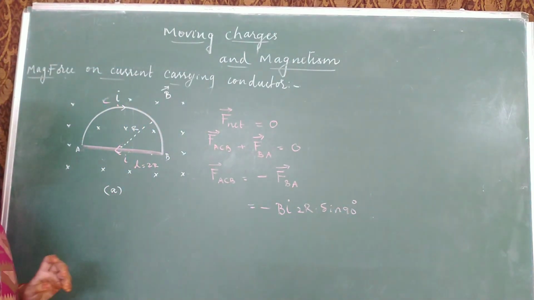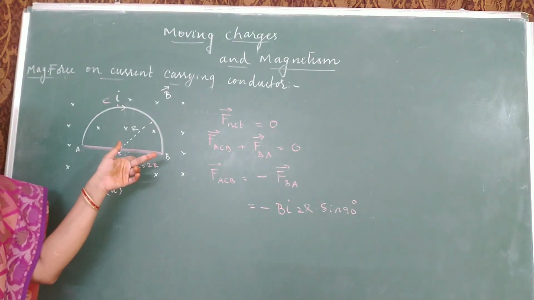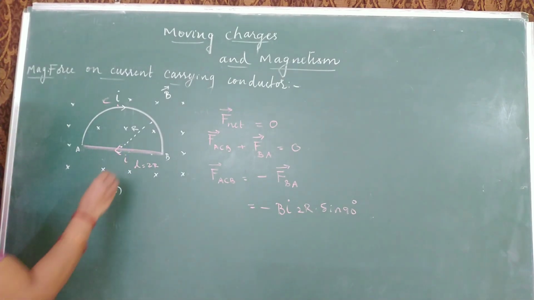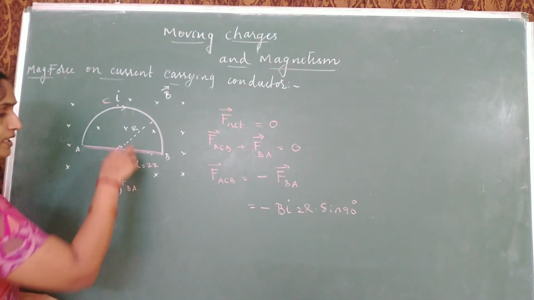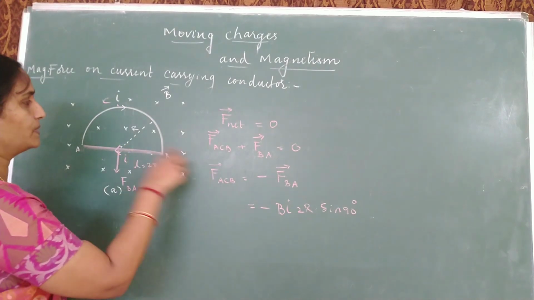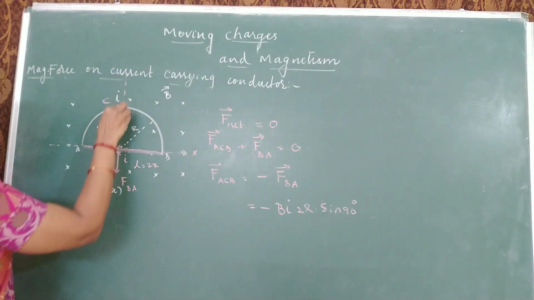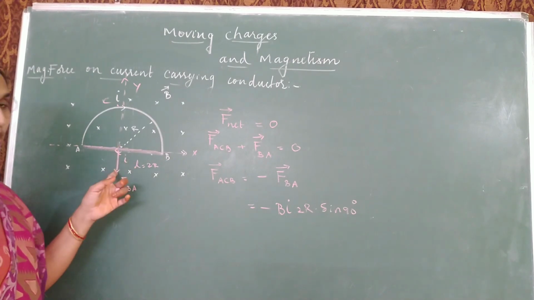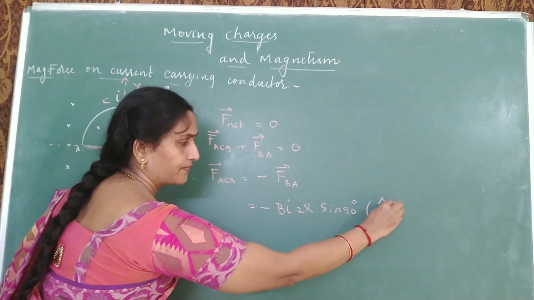Now I have to write its direction. Use Fleming's left hand rule for identifying the direction. Field is inward, current is towards left, thumb is pointing downward. This is the direction of force acting on BA. Assuming x-axis and y-axis, I'll project the axes. This I'm taking as x and this is y. What is the direction of this force? Is it plus J or minus J? It is in the minus J cap direction.